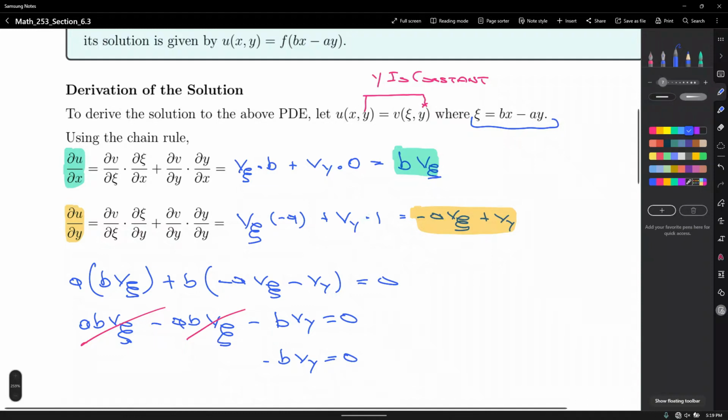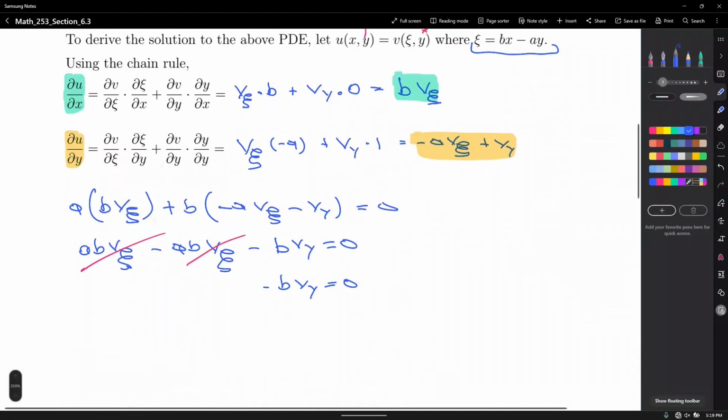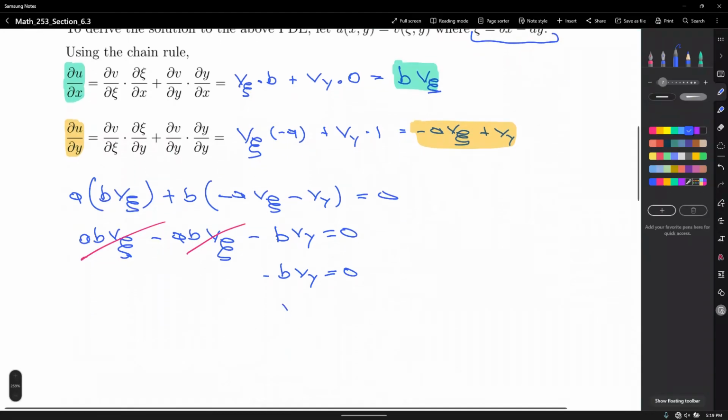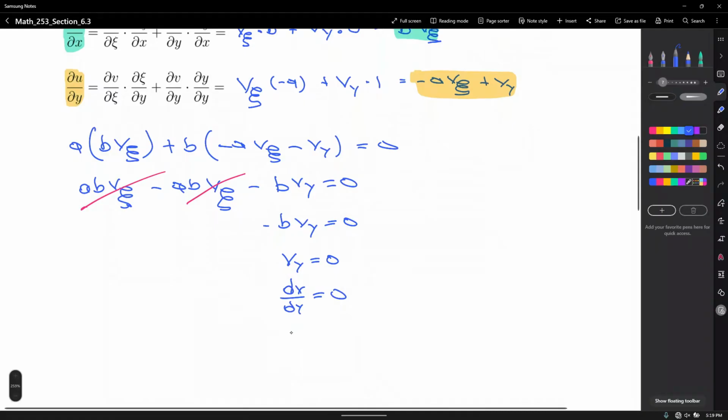So you can think of this as simply what? Just an ordinary differential equation. I'm going to divide both sides by negative b. That's v sub y equals 0. So that's dv/dy equals 0. Now, separating the variables, dv equals 0 times dy. Integrate both sides. So that's v equals, what is that?